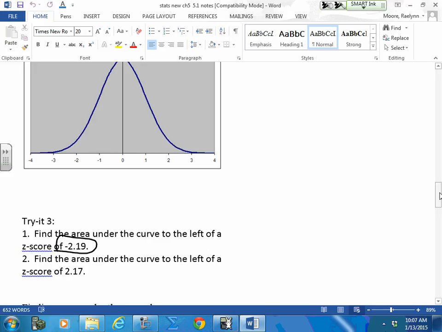Now, the sketches are really, really important. All the way through this, we sketch. So right now, your sketch should look like this. Use the 0 as a reference, and just go like this. Negative 2.19. You want the area to the left. Your table gives you your area to the left. So look up in your table, negative 2.19. What'd you get, Aaron?